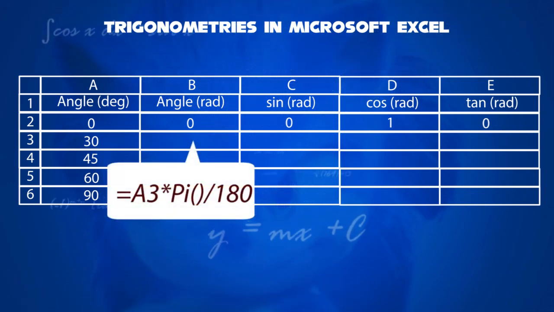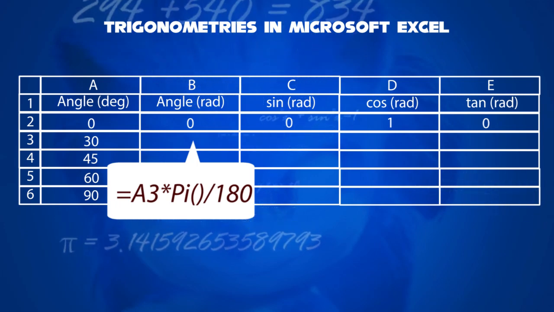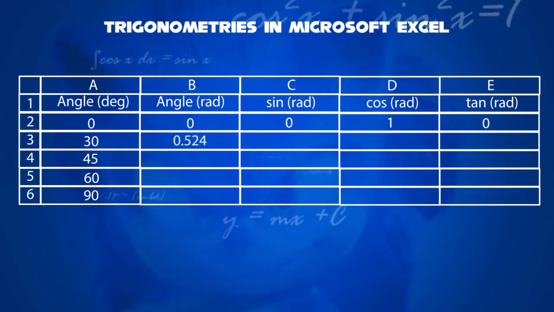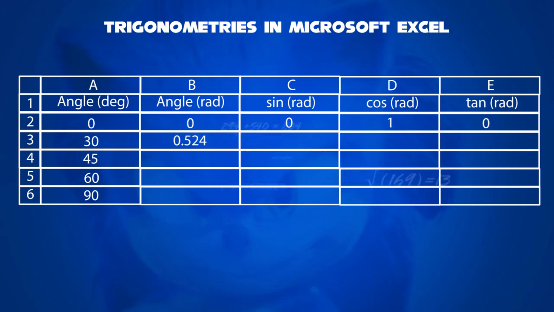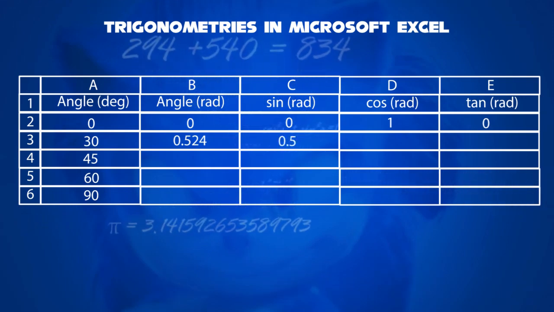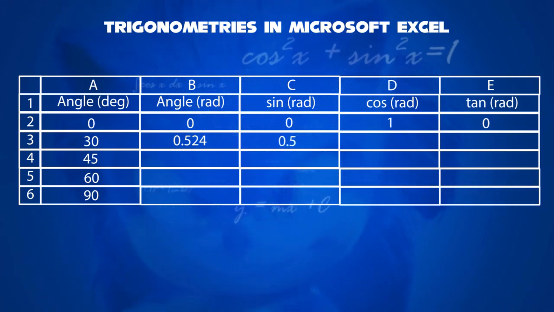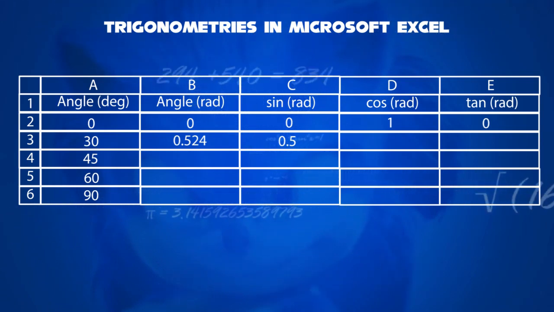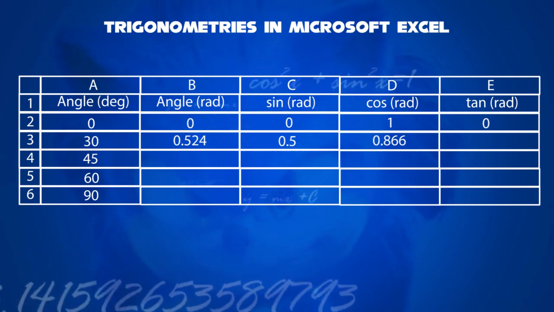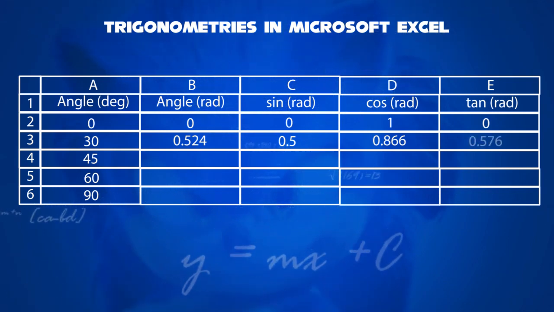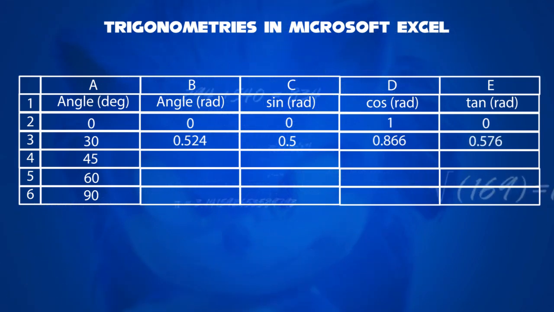Similarly, for an angle 30 degrees in cell A3, the radian value will be A3 times pi divided by 180, we get 0.524. For sine 30, take in terms of radians, that is sine 0.524, which is approximately 0.5. Cosine 0.524, that is 0.866, and tan 0.524 is 0.576.